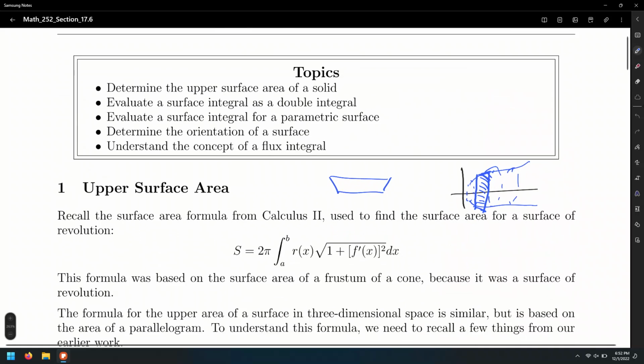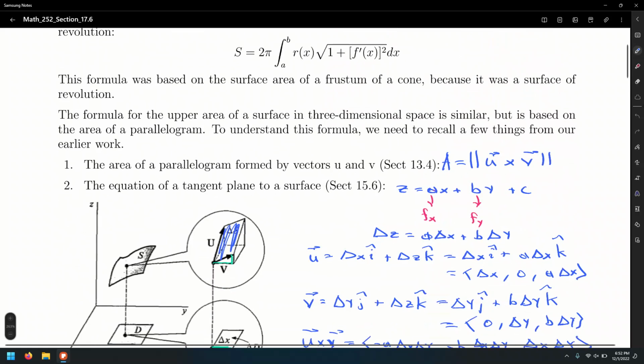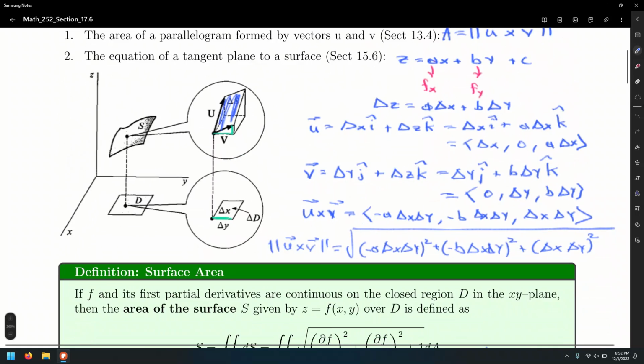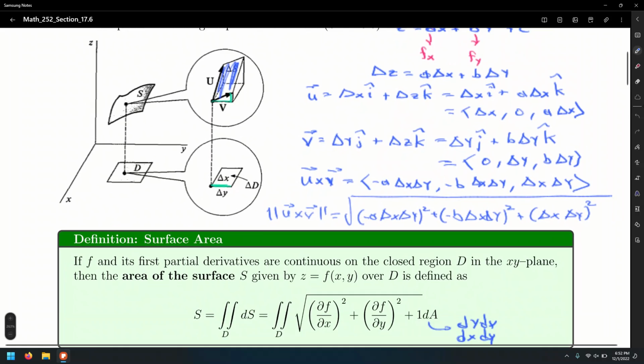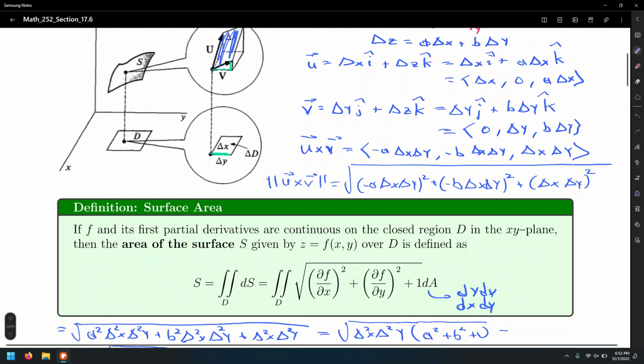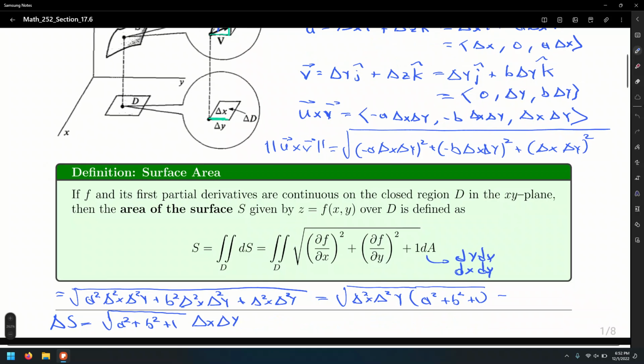Derivation of surface integrals, which are related to finding the area of a surface. You're already familiar with finding surface area, but for that one we did solids of revolution. In this case, we're not doing solids of revolution. In this case, we are finding areas of surfaces, like paraboloids or any other spheres, for example.